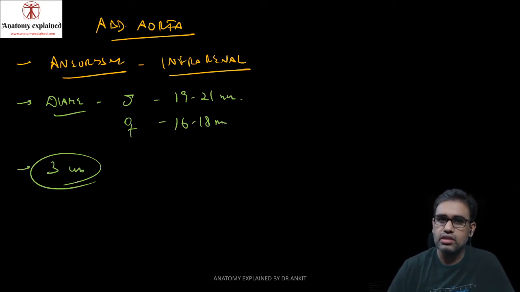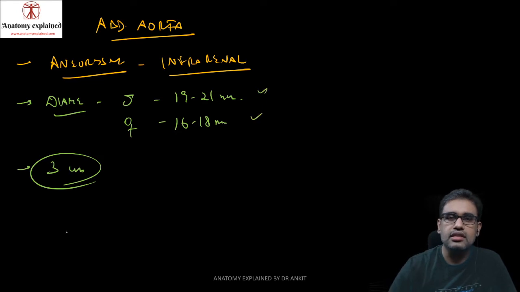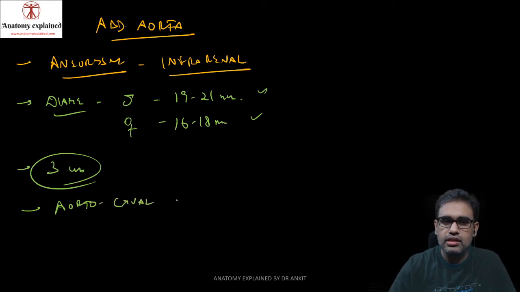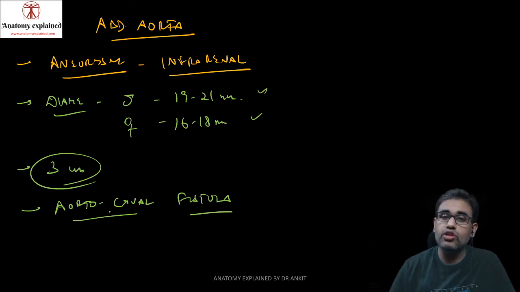The cutoff limit is around 3 centimeters, and the normal diameters are these. Now below the L2 level, there is one more applied aspect, that is known as aortocaval fistula. This is known as aortocaval fistula. So what happens in cases of abdominal aneurysms?